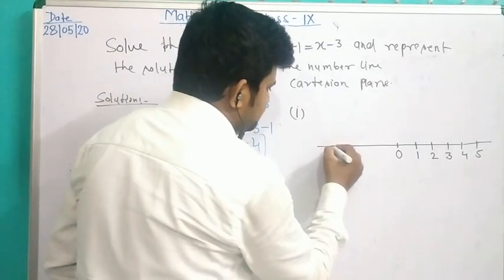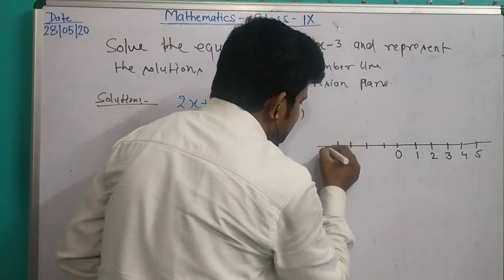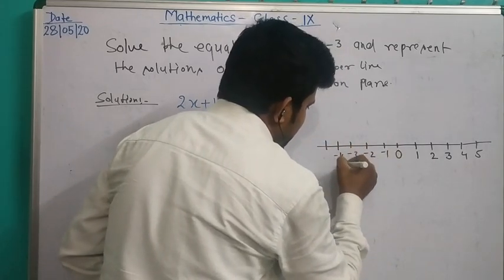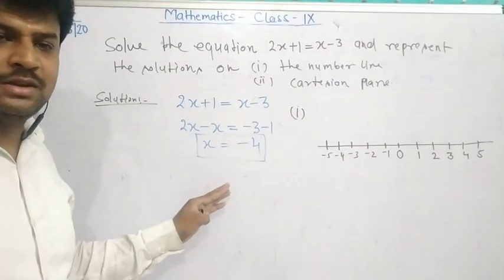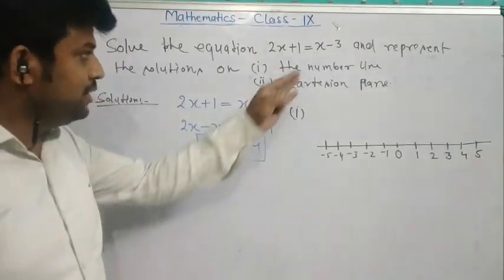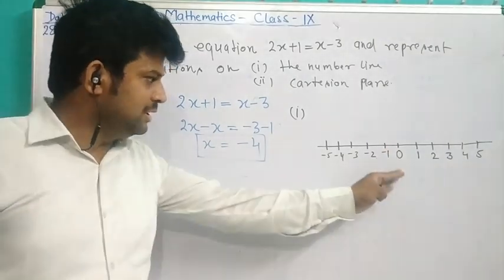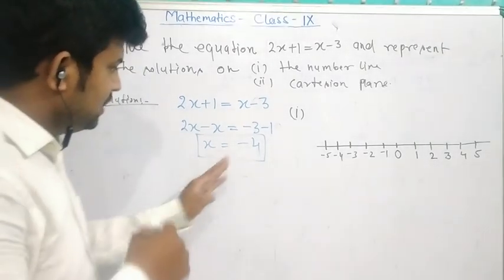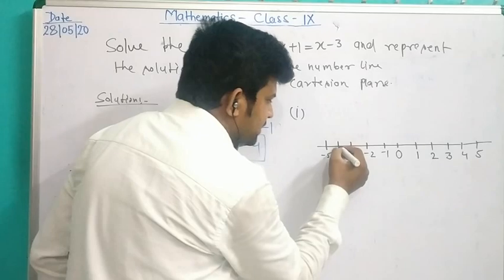On the left side is minus 1, minus 2, minus 3, minus 4, minus 5. X is equal to minus 4. X means on the x-axis. And when we are talking about the number line, the midpoint is the origin, which means 0. On the left is negative, on the right is positive. Minus 4: minus 1, minus 2, minus 3, minus 4.